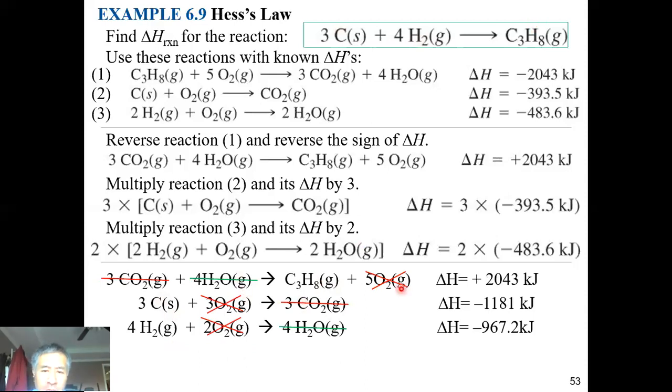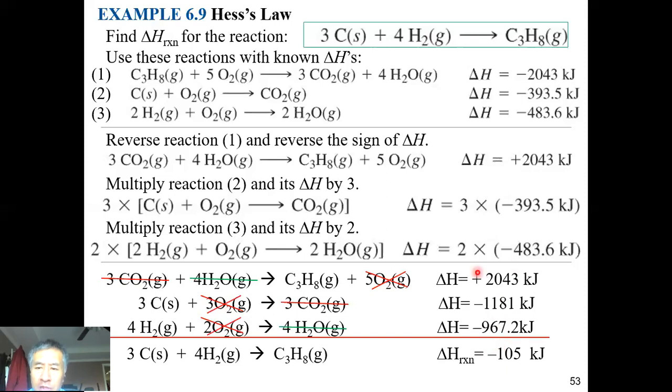So this equation before cross out, plus this equation before we cross out anything, plus this equation gets that. This equation has delta H positive 2043. This equation has delta H negative 1181. This last equation has delta H negative 967.2. If you add these three, getting that, then you know that equation has a delta H, and that delta H equals the sum. Not literally add, so call them sum. Therefore, if you take 2043 minus 1181, then minus 967.2, you get this. That's how you use Hess's law.